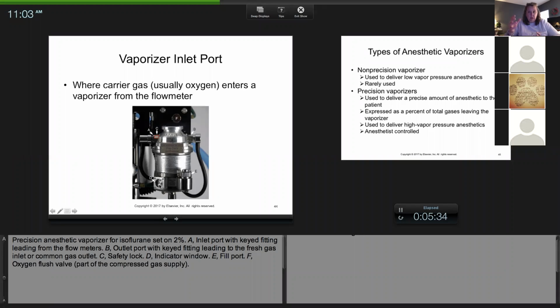I have had patients, when I was at Purdue, and all of a sudden they're like, my patient's waking up, and then I look at the vaporizer, I'm like, you ran out of anesthetic. So right now your patient's only getting oxygen. So you have to be careful.